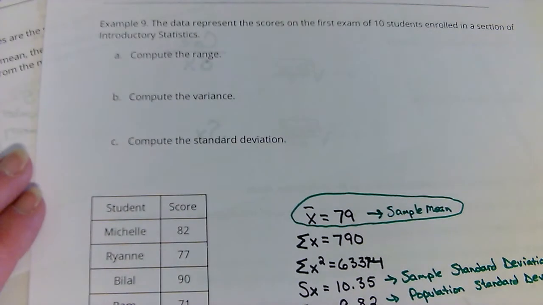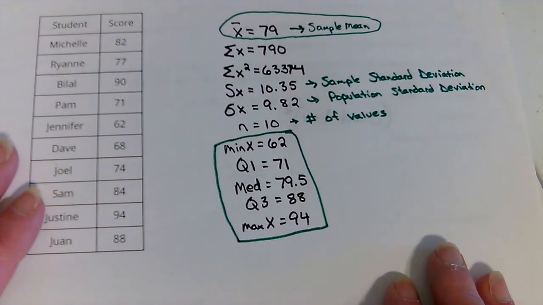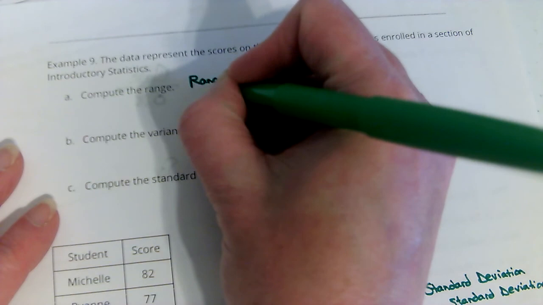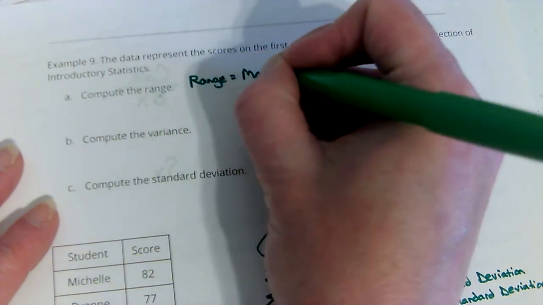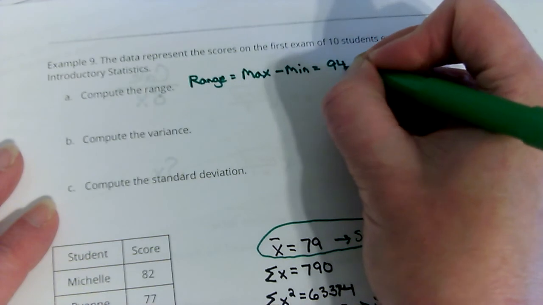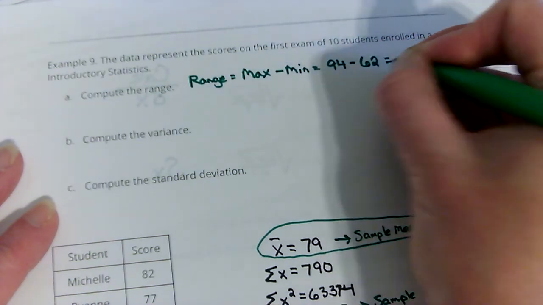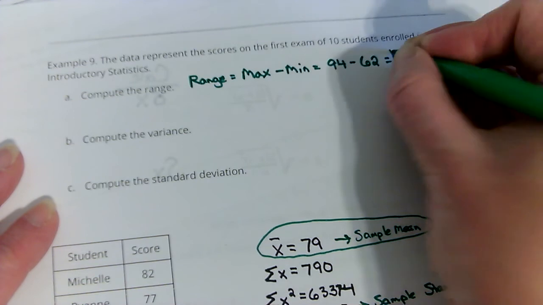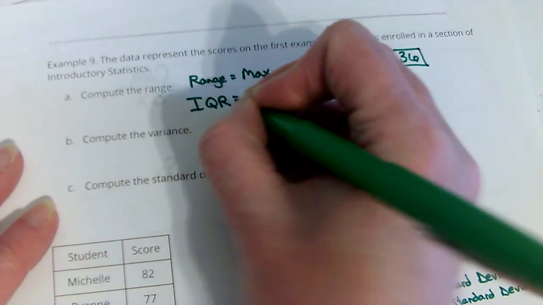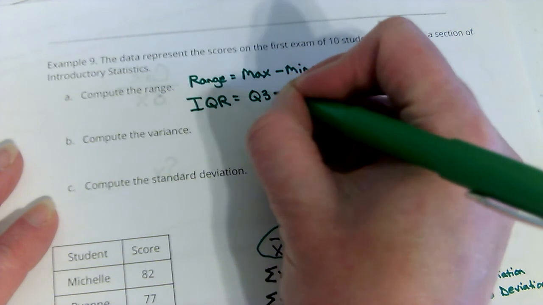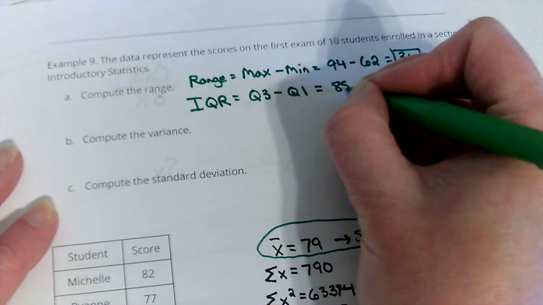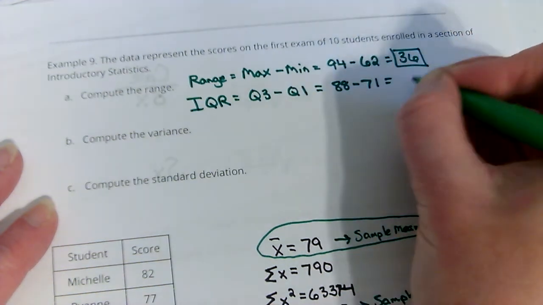So, compute the range. That's max minus min. So for range, max minus min, the max was 94 minus 62, that gives me 36. We could also compute the interquartile range. That's quartile 3 minus quartile 1. 88 minus 71.